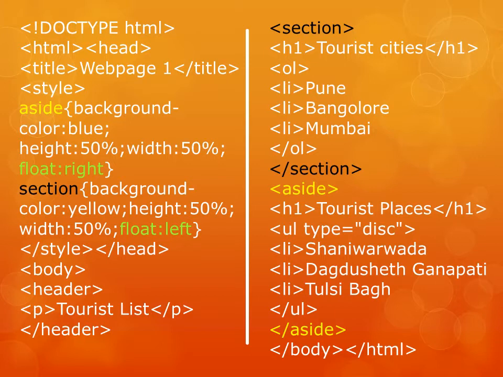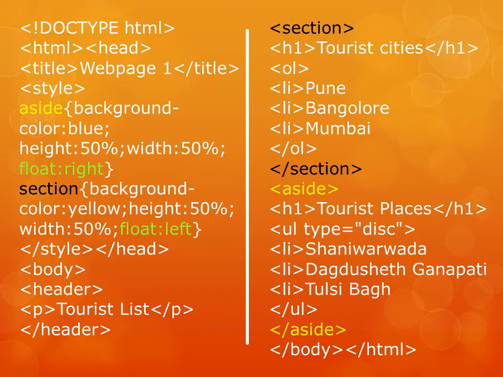So here we are using float, which shows how your HTML elements are flowing, or how they display on the screen. That is the flow of your program. Then its value is right. So all these attributes, or the sentence or heading or whatever you are applying on this aside, is displayed on the right side of your web page.